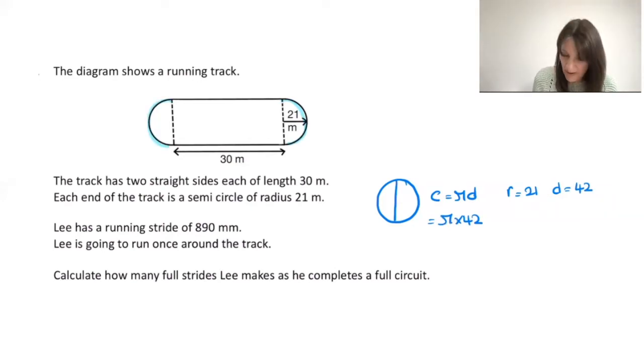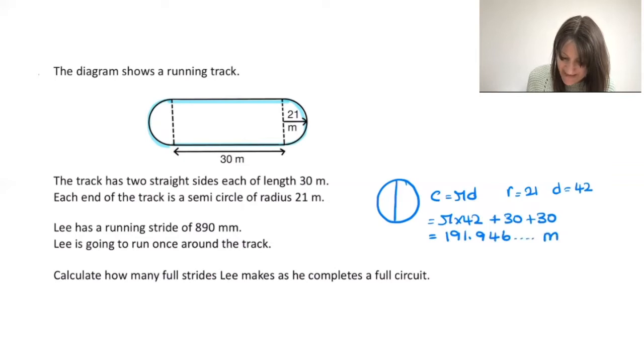If I want to go all the way around the outside, I've got to add on 30 and add on 30. So I'm going to be doing pi times 42 plus 30 plus 30. I'm just showing it all in one go. There's a good chance that you would have done it in sections and it's fine. So that's what I've got. On and on it goes.